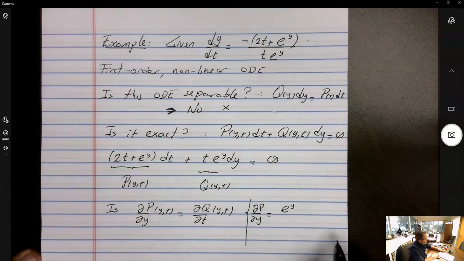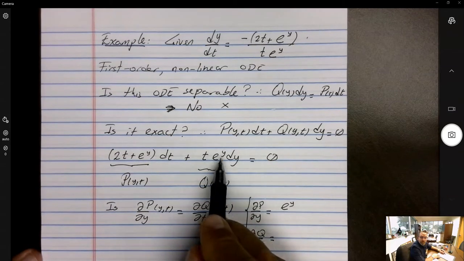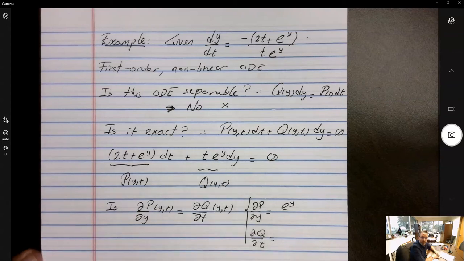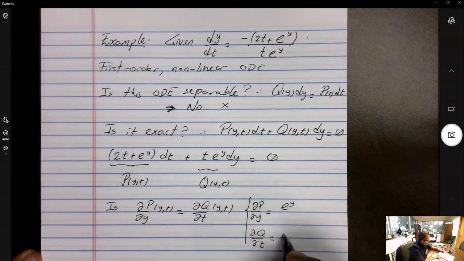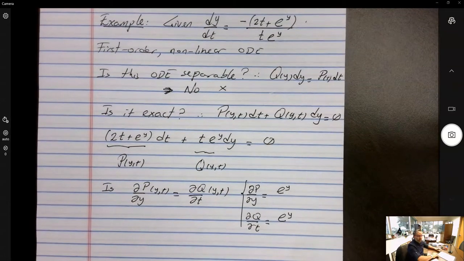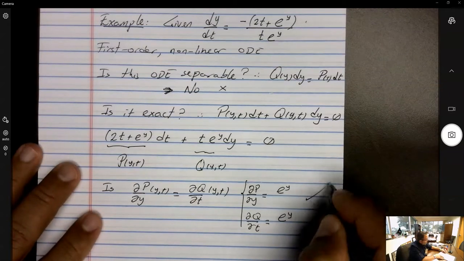And I'm going to take q and differentiate it with respect to t. So t times e^y. When we differentiate with respect to t, well, this is just a constant multiplying t, and what will stay is that constant, e^y. So yes, exact.